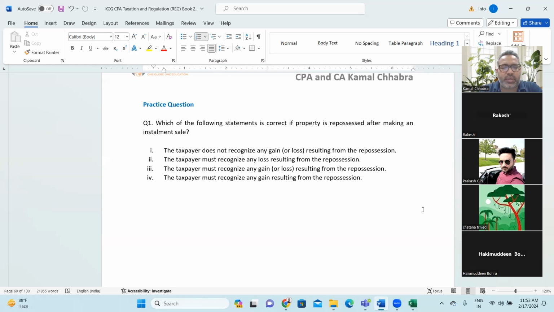Which option is correct? Sir, option 3. Why? The taxpayer must recognize gain or loss resulting from repossession. Yes. Either it can be gain or it can be loss. In any situation, you have to recognize. Right? Any doubts so far?